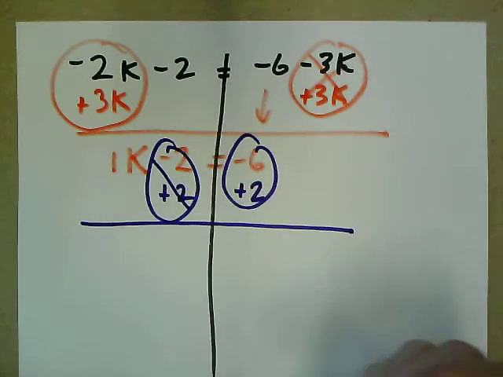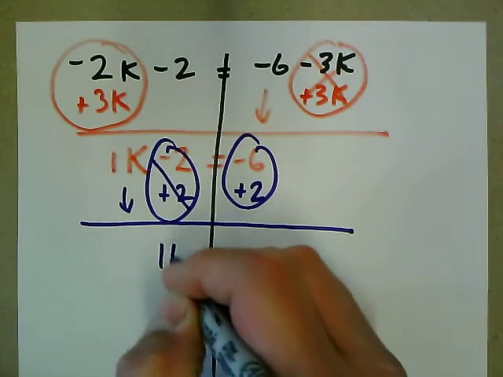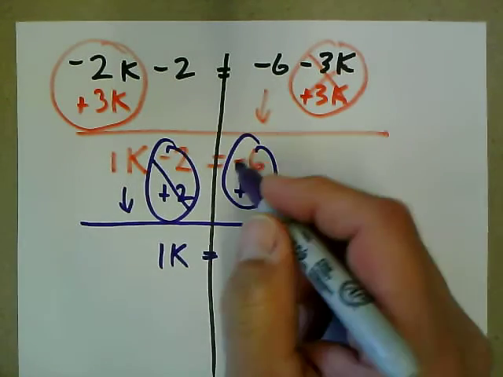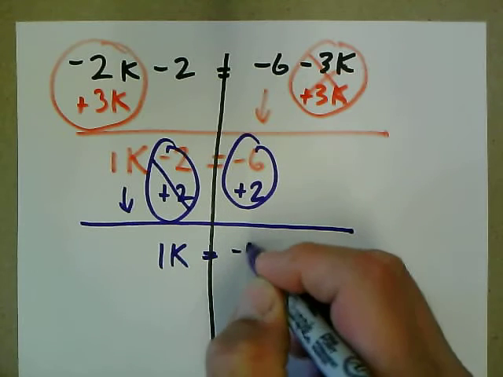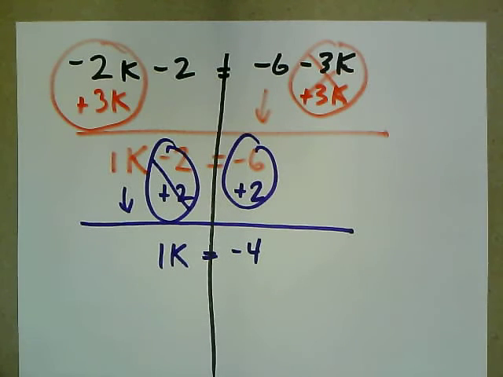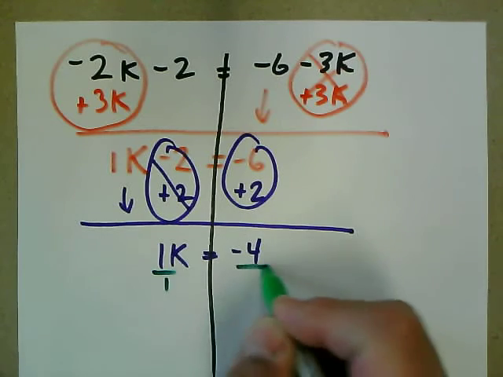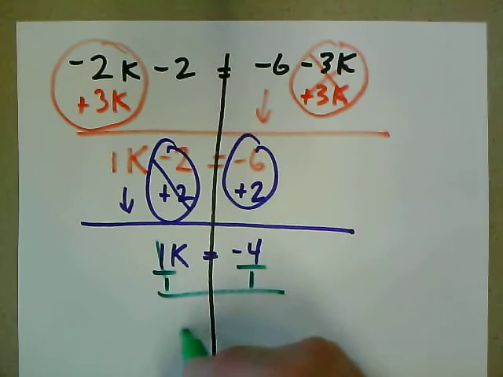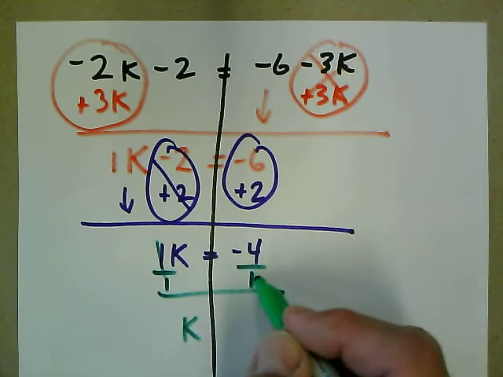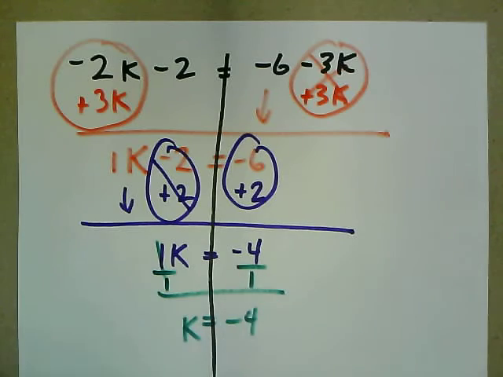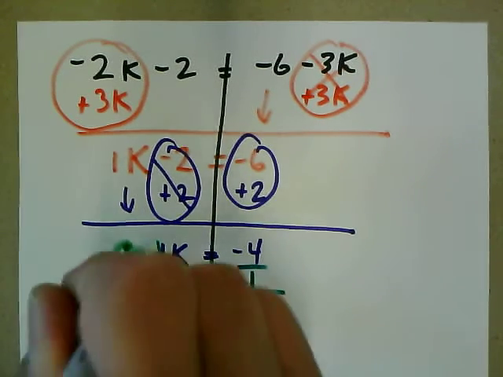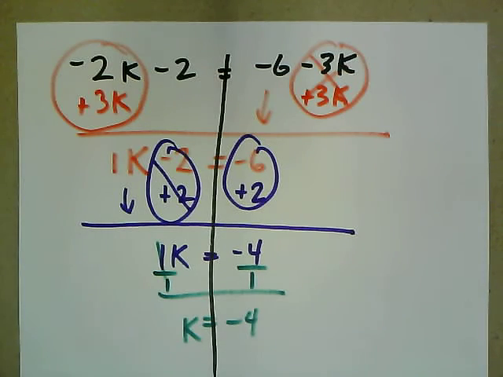Our opposite operations are gone. We bring down that 1k or just k. And -6 plus 2 is -4. Now that is our answer, but if you were really wanting and needing to have that 1 there, that's okay, because we just divide everything by 1, which still is -4. You can just drop the 1. However, if it's a -1, you have to do the division part.